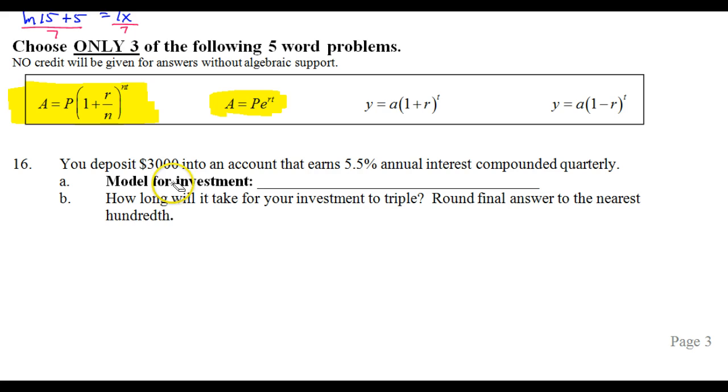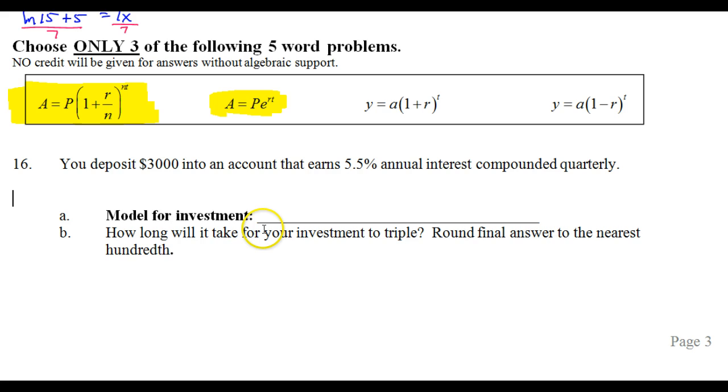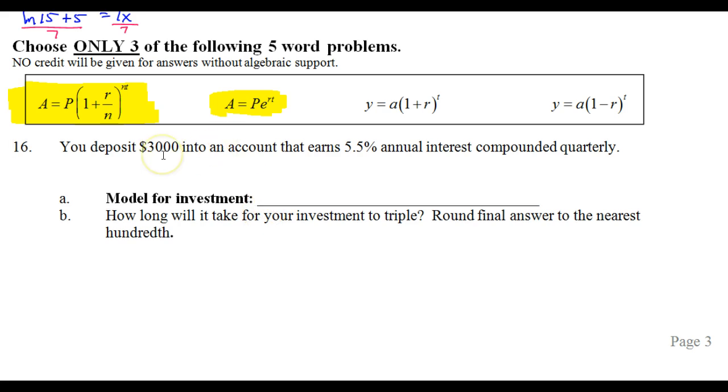Okay, so write a model for the investment. So basically we're going to just substitute in these numbers right there. Let's give it a shot. So the amount of our investment is going to equal, now P stands for principal. Principal means the initial amount that you invest. So that's our $3,000. Okay, and then we have 1 plus R over N.